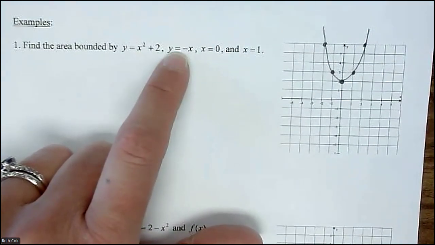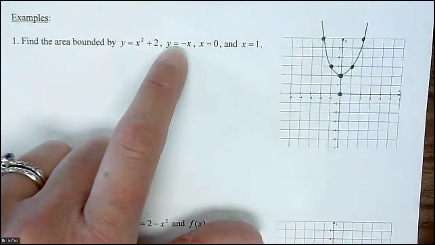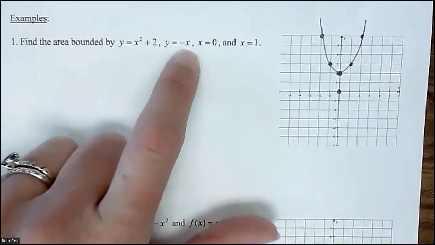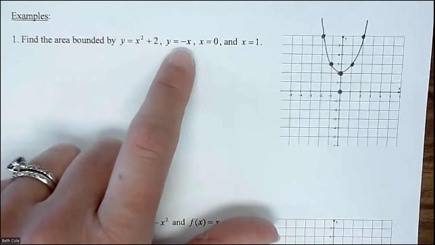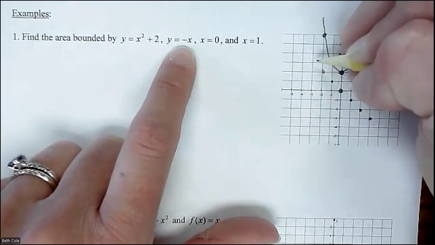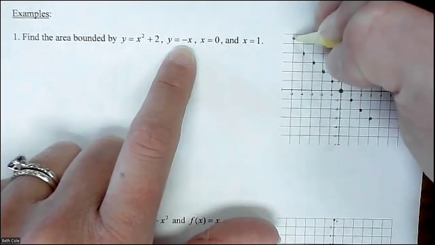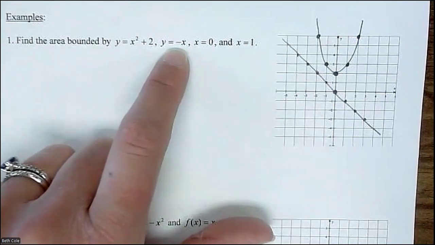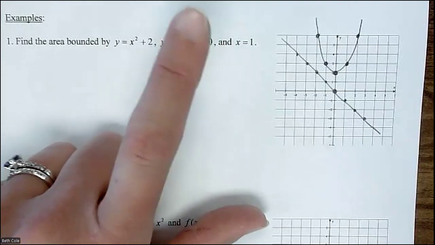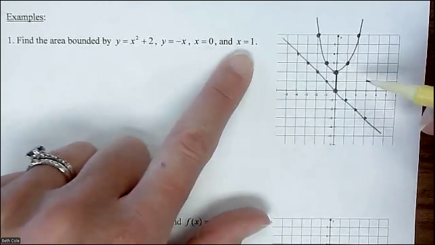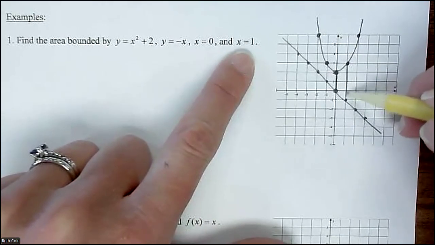Next graph, y equals negative x. That's going to be a line. It's going to start at the origin because I don't have like plus anything here. It didn't move up or down. And then what's your slope? -1, down 1 over 1. So if you can count to 1, you can do it. And then x equals 0, that's a vertical line here at 0, that's this. And x equals 1, that's a vertical line at 1.